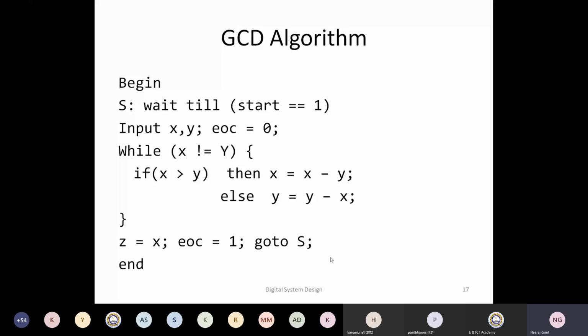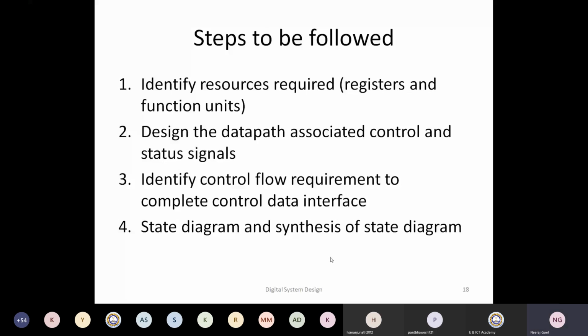Okay, and after doing that, we connect these resources in the form of a data path. We see what the flow of the path is, how data would flow through these resources.